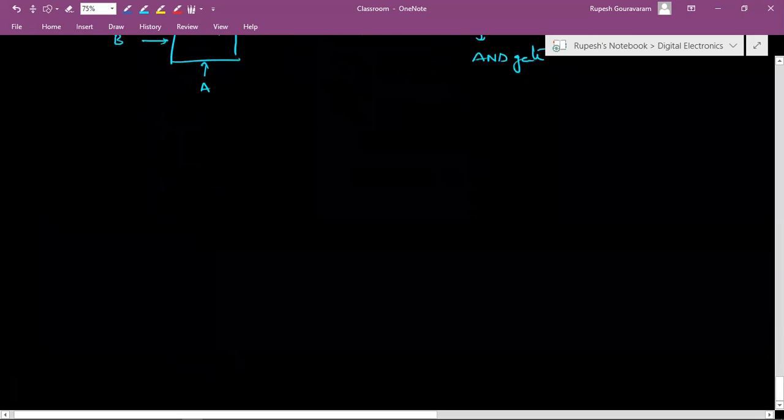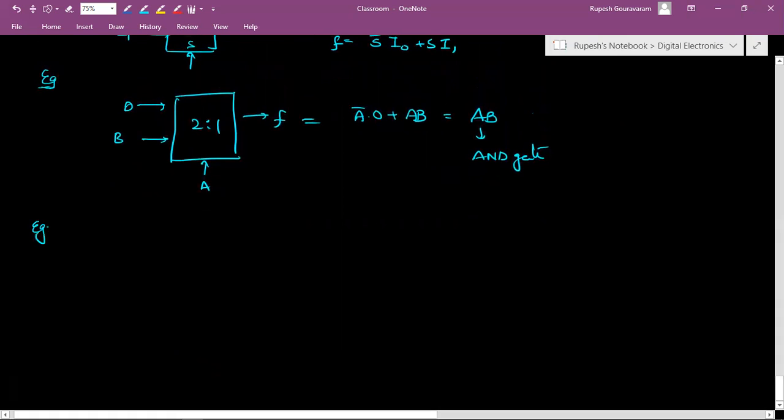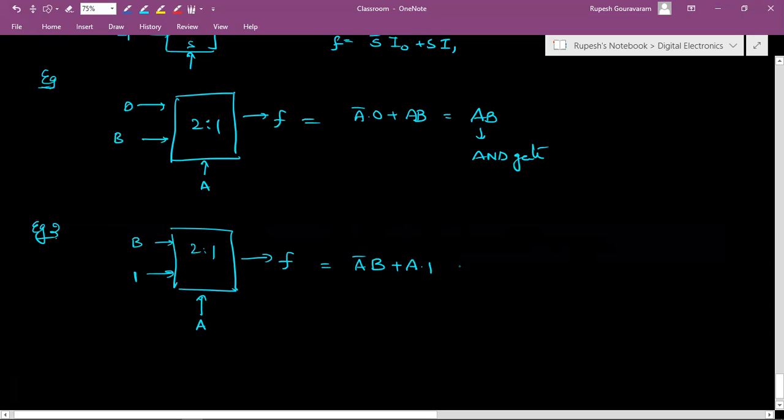Let us see one more example. There is a similar 2 is to 1 mux. The first input is B, the second input is 1, and A is the select line. So F is A bar B plus A into 1. This is A plus A bar B. That is A plus B. A plus B is an OR gate.